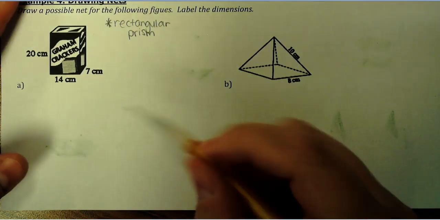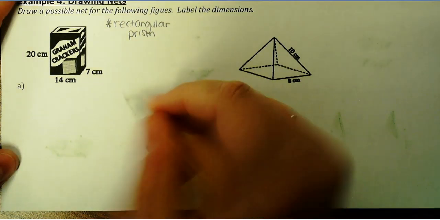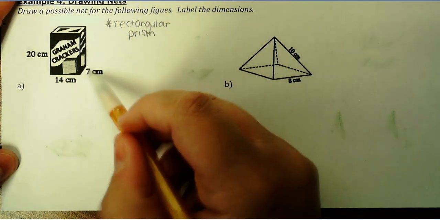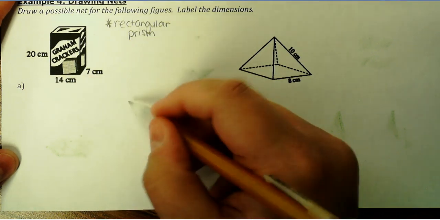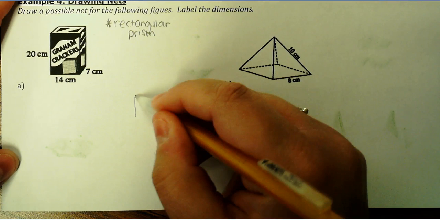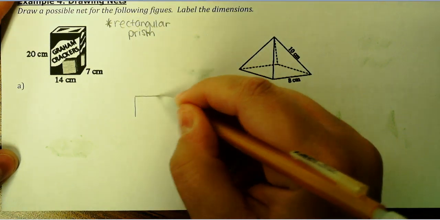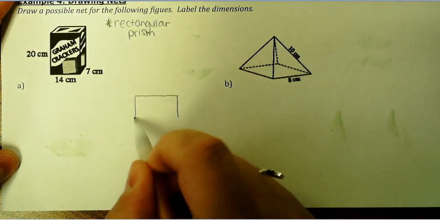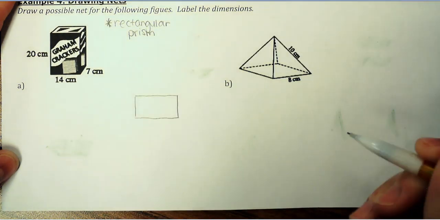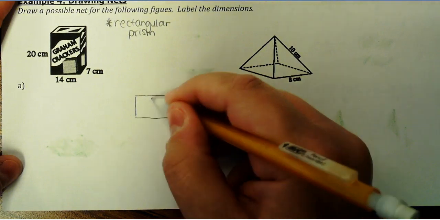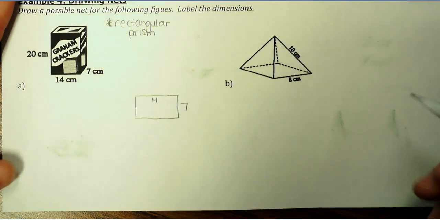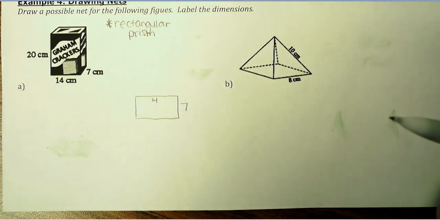I'm going to try to unfold this. So I'm going to look at the way this is situated in the paper here, and the bottom part of it is going to be 14 by 7. So I'm just going to kind of draw that, and if you guys look at my directions, it says label the dimensions. So this would be the 7, and then this would be the 14. So different ways you can draw this, but I'm going to kind of think about unfolding this box.